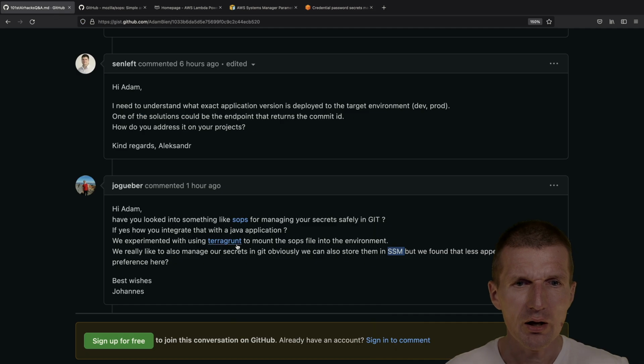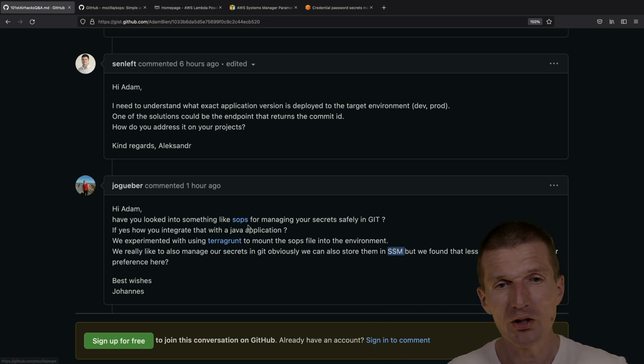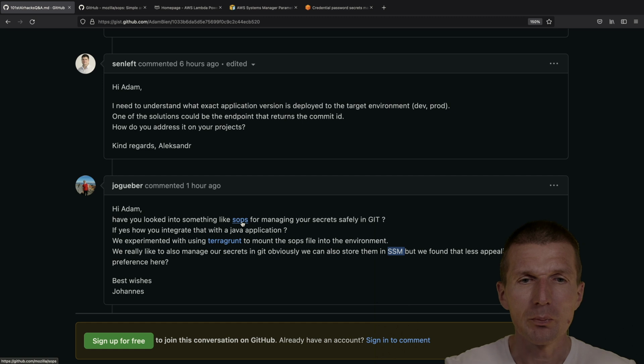So I would use SSM Parameter Store or even Secrets Manager before I would use Terragrunt or SOPS. Having said that, I like the idea of SOPS, from what I saw, and I will evaluate it, not for the cloud, maybe for a password manager or whatever. It's really interesting. So, hey, this is Johannes, by the way.